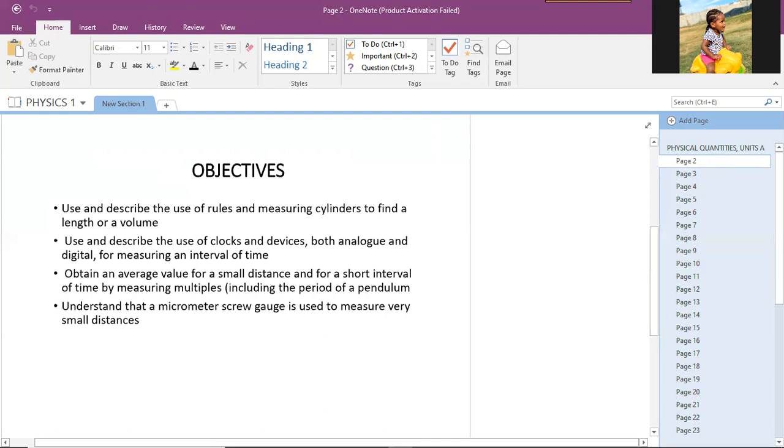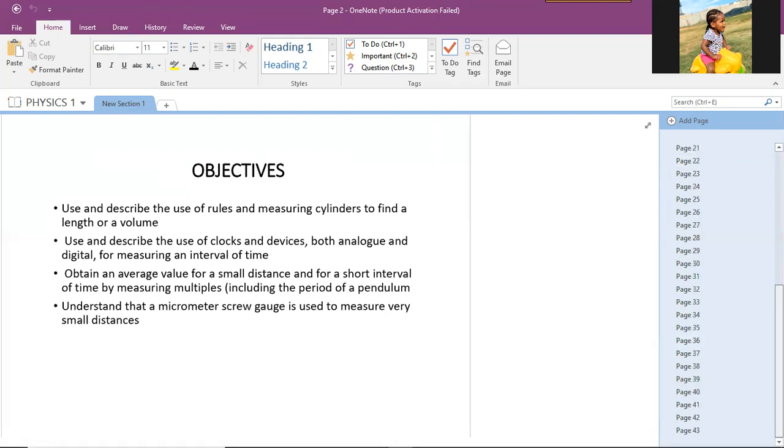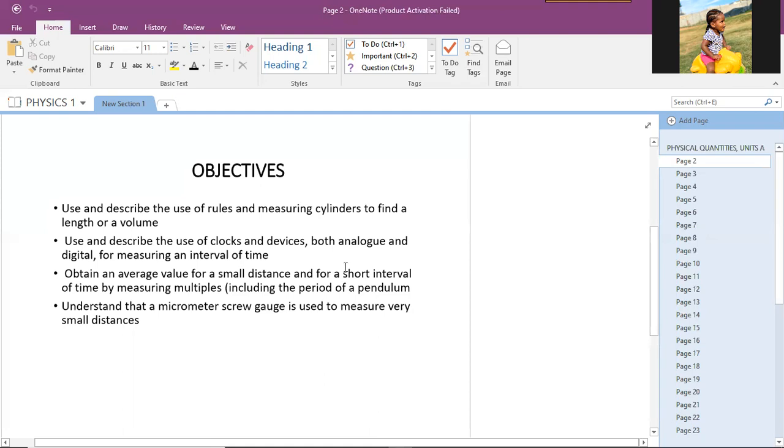But this is a long lecture. It's actually over, how many slides do we have? It's actually over 43 slides, but I'm going to end on the simple pendulum, then I'll combine it with vectors next time we do physics. We'll also learn how to use things like Vernier calipers and also micrometer, screw gauge.